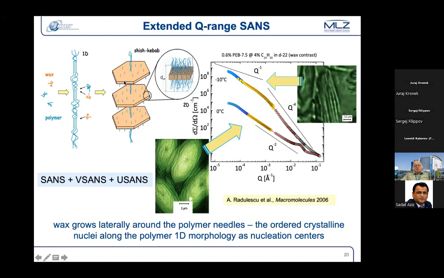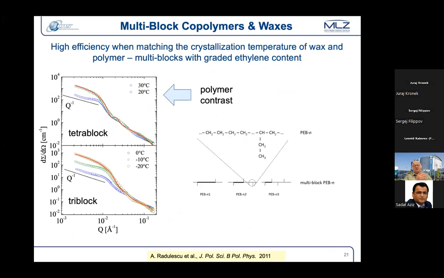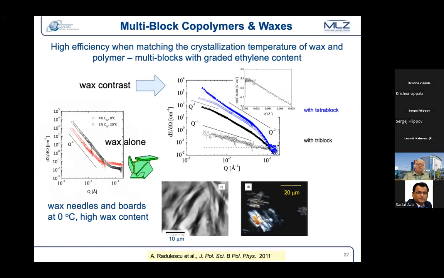And the surplus of wax continues to grow and to fill the spaces between these initially formed lamellae, and gives rise to the appearance of large needles at very low temperature. However, these objects are much smaller than the wax crystals when the wax is crystallizing alone in the system. And in this way, we succeeded in understanding the co-crystallization mechanism of these materials. Now we continued with different other block copolymers or multi-block copolymers.